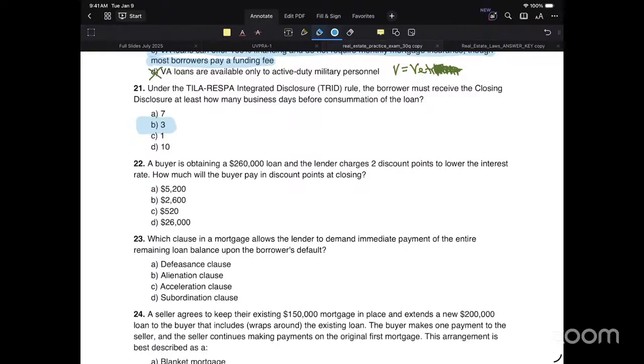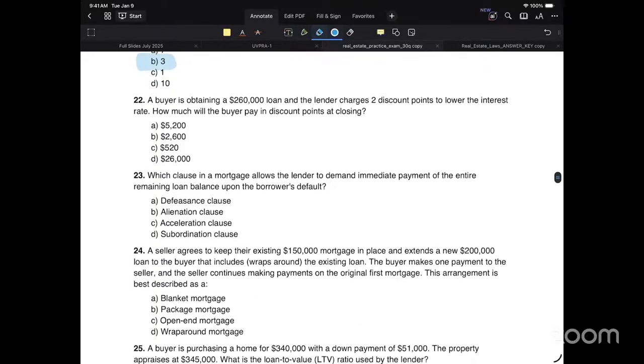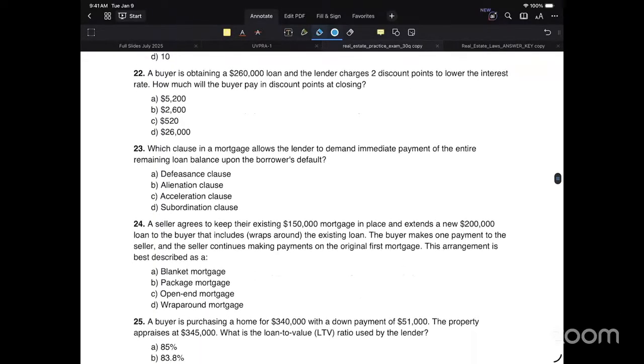Good job, y'all. All right, 22. A buyer is obtaining a $260,000 loan, and the lender charges 2 discount points to lower the interest rate. How much will the buyer pay in discount points?